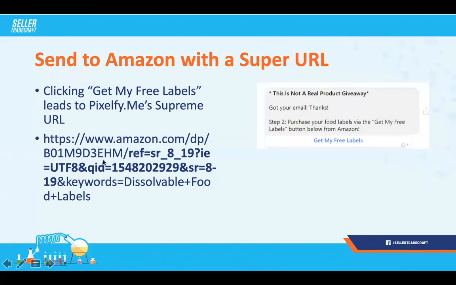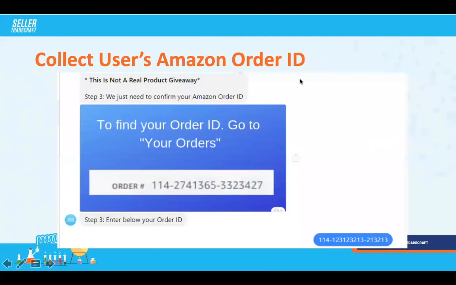And I'll give you guys a quick demo of how to create that inside Pixelfy right after this. So they're gonna go to Amazon, click on this, and they're gonna hit the Supreme URL, and they're gonna get a Facebook pixel. Your Facebook pixel is gonna fire off when they click on this before they get to Amazon. Once they order the product off Amazon, you ask them to confirm their order ID. Here's a simple example of how we send an image with instructions of how to find the order ID.